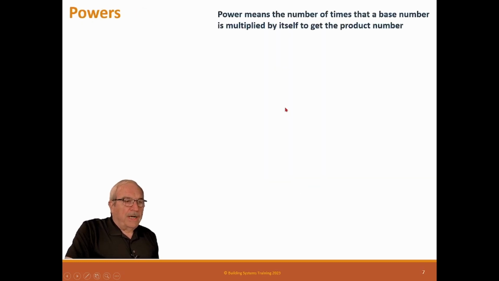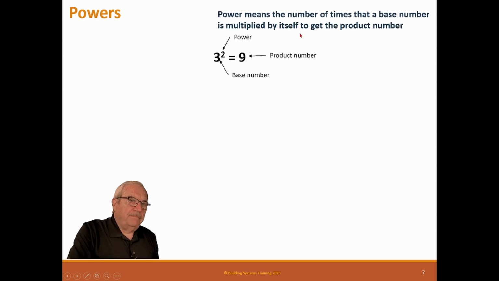Let's talk about powers. A power means the number of times the base number is multiplied by itself to get the product. So this says 3 to the second power equals 9. What this means is you take this base number, 3, and you multiply it times itself the number of times specified. So 3 times 3 equals 9. So that's what the power means.